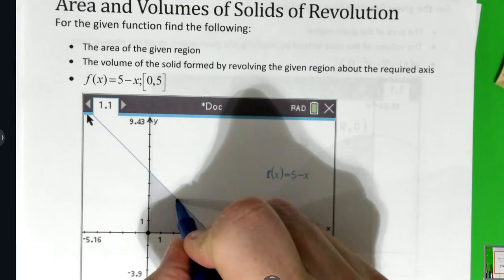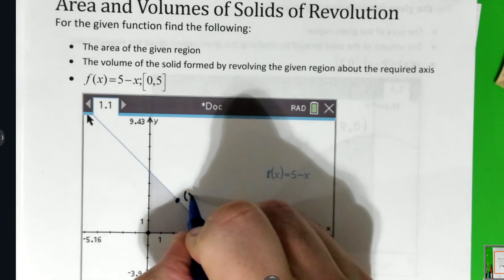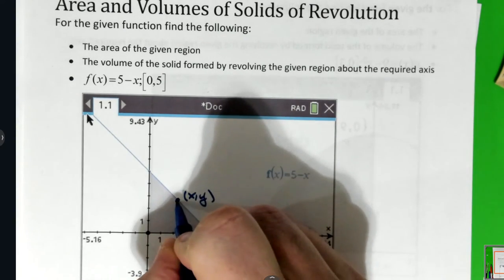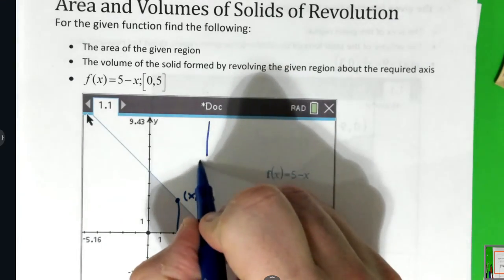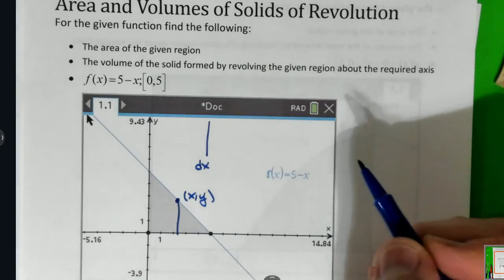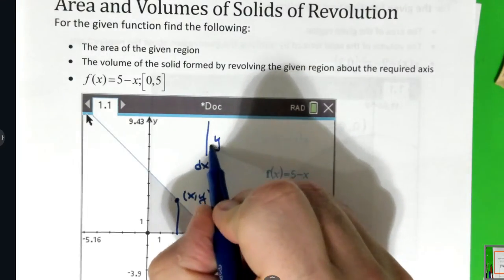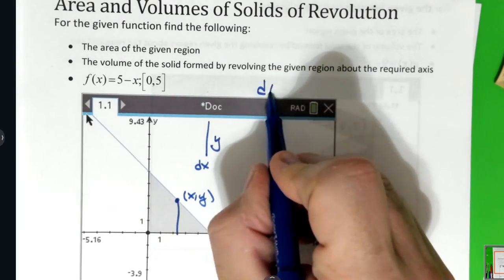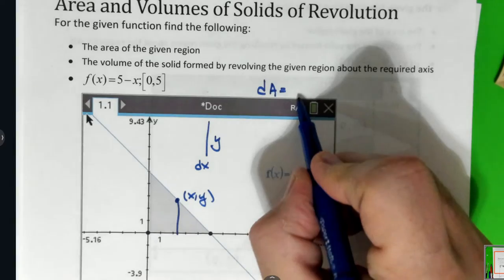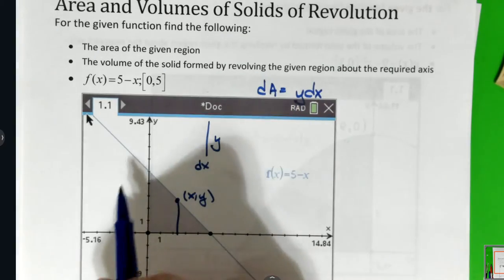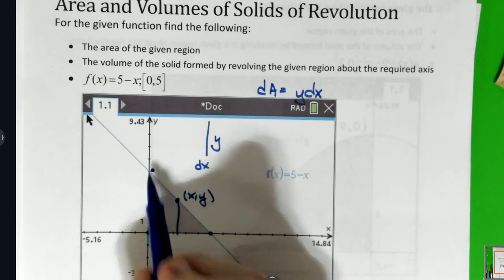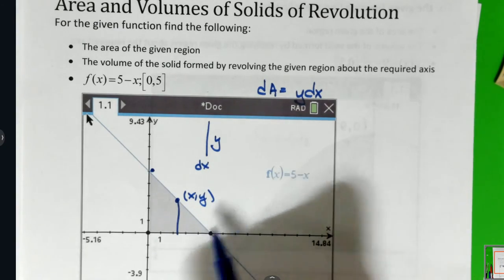So in each case, I'm going to start and I'm going to put a sample point. Now it's a little bit simpler with the area, and I drop this. So you can now see you have a rectangle. Its width is an x. Its height is a y. So the area of that slice is y dx. It's going to go from 0 to 5.